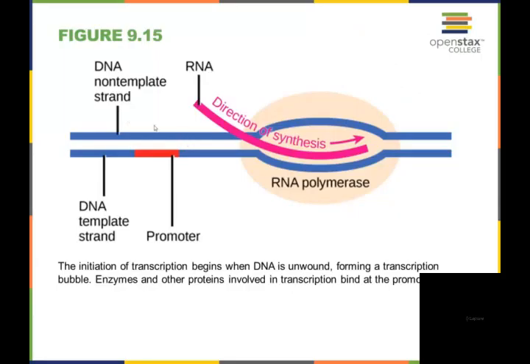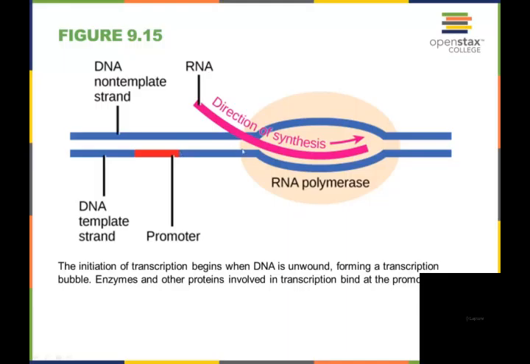So the process of making a protein from your DNA is going to begin with transcription. So here you've got your DNA template strand and the non-template strand that's complementary. The promoter is going to be a regulatory region ahead of the gene that you actually want to transcribe. So transcription begins when the DNA becomes unwound, and you're going to have a transcription bubble. Enzymes and other proteins are going to get involved and bind to the promoter at this section.